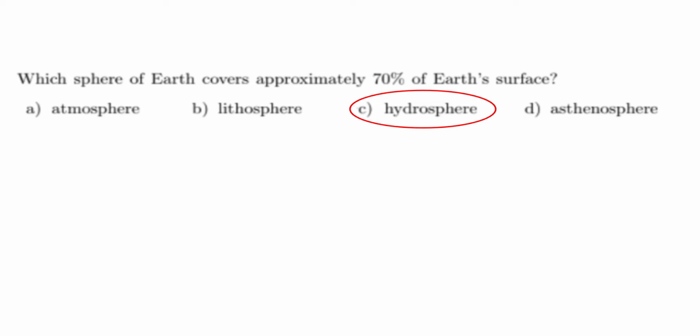So go to your worksheet and go to question number 1. This is the porosity and permeability worksheet. Which sphere of Earth covers approximately 70% of the Earth's surface? Go ahead and pause this video and answer this question. The correct answer is the hydrosphere. The hydrosphere contains 70% of the Earth's water.